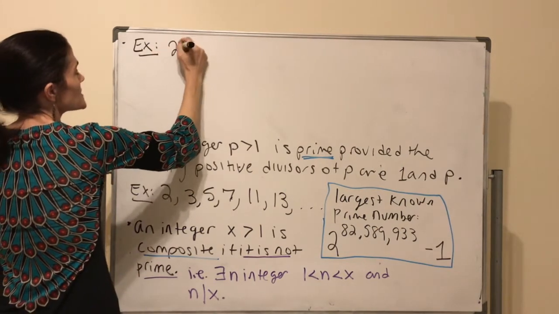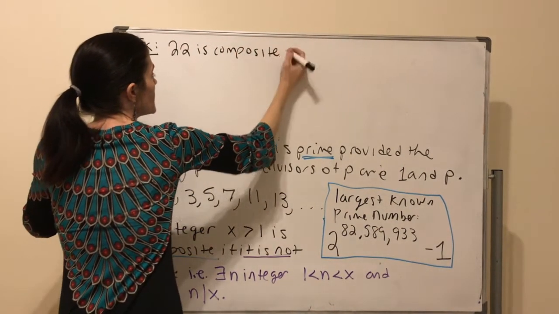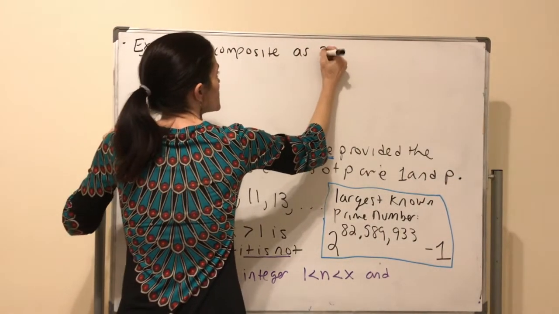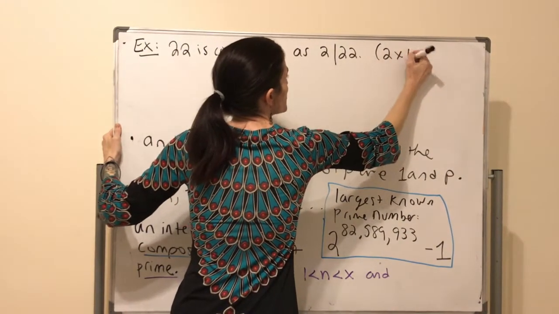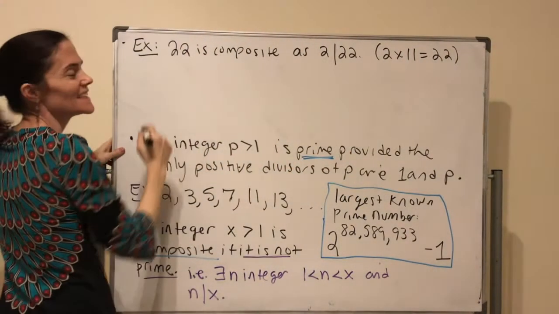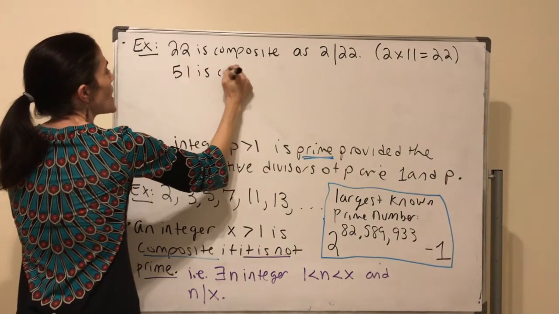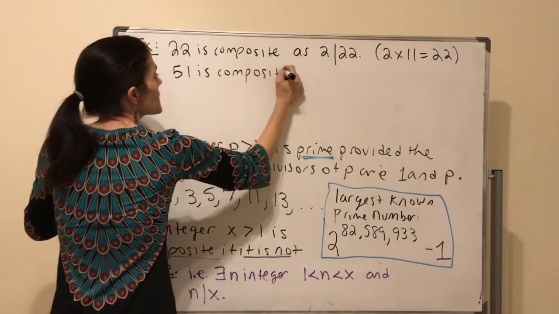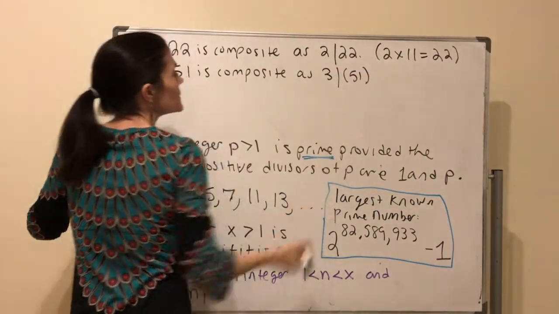As a quick example, 22 is composite as 2 divides 22. Well, in fact, 2 times 11 is 22, and 11 is an integer. What else? 51 is composite as 3 divides 51.